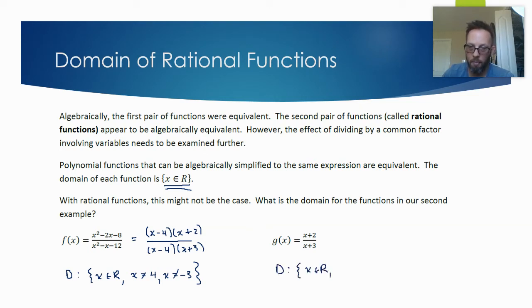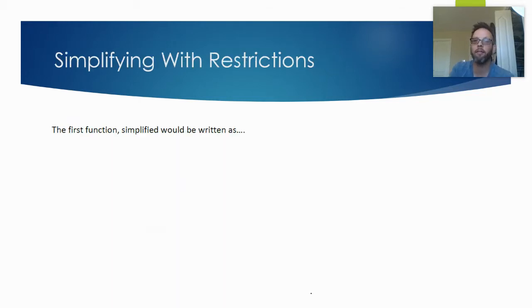The function for g is x can be any real number, but for g, the only problem value is -3. So they are slightly different in one way. They're algebraically equivalent for every value except x equals 4. So how do we kind of write this? Because we could, as we saw, simplify the first function.